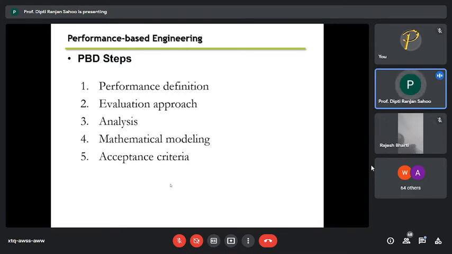The second one: once I define the performance, I evaluate what approach I'm going to follow. Third, I do the analysis and the modeling, and finally I check whether my acceptance criteria are met or not.